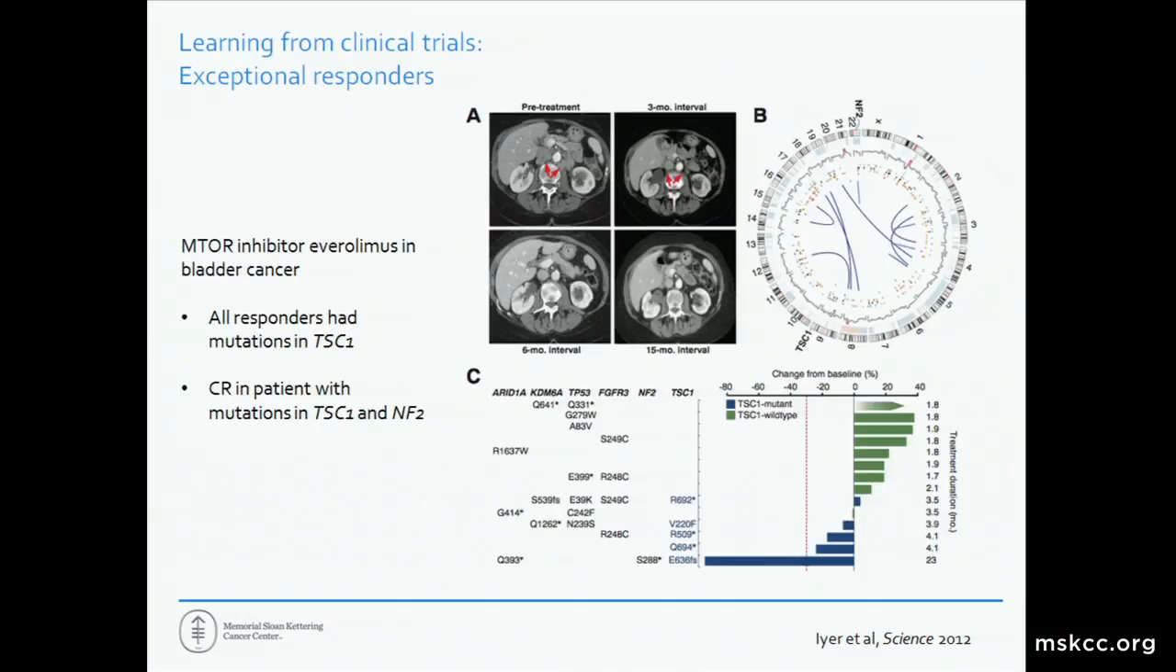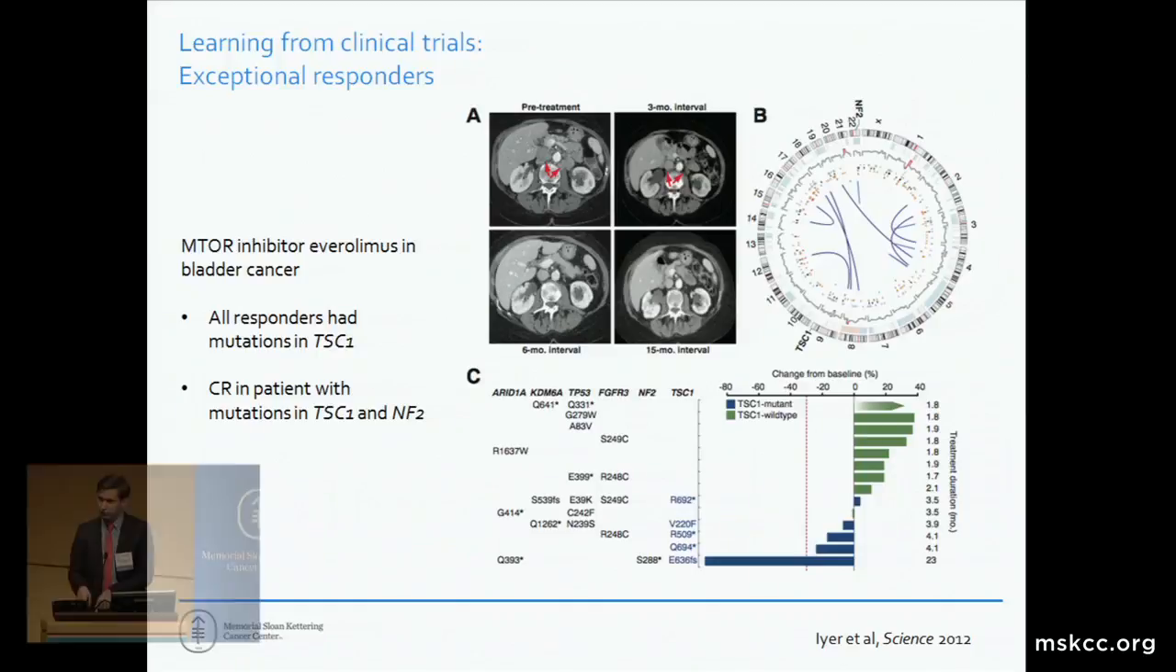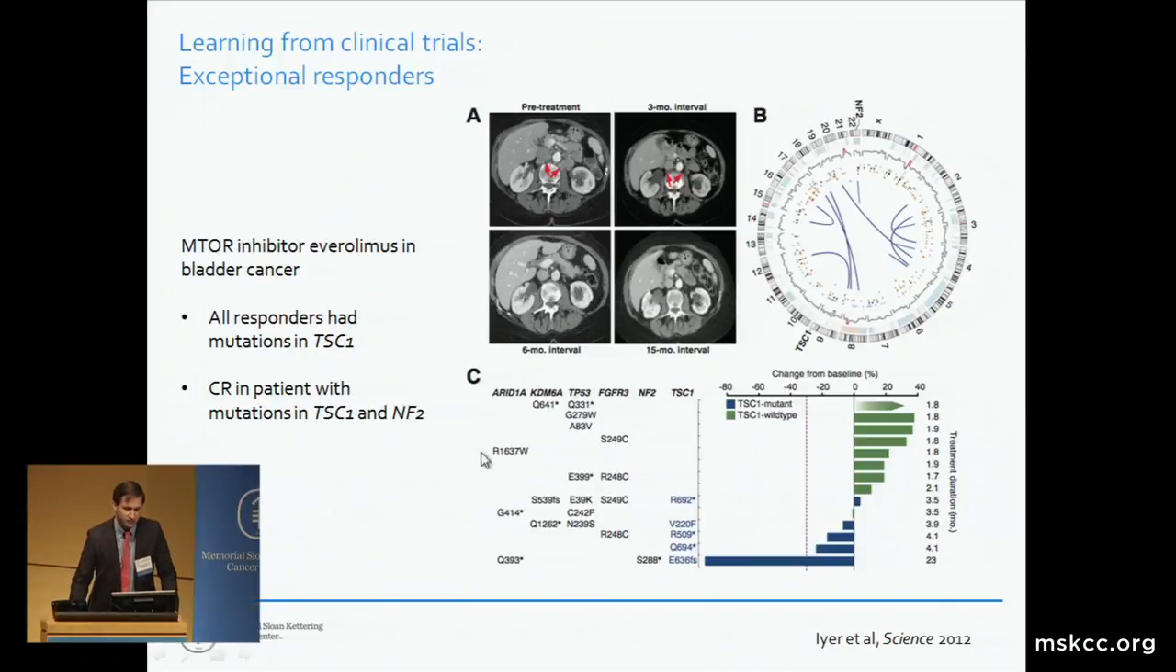And one of the things that we're interested in here at Sloan Kettering is really learning as much as we can from the clinical trials that we're running and clinical trials that have been run in the past. And so one of the ideas we like here is this idea of looking at exceptional responders. So this is an example from the GU Oncology group at MSK, where they had used an mTOR inhibitor, everolimus, in bladder cancer. And basically, like many trials using targeted agents in the past without any genomic selection, the drug failed to have a significant response rate.